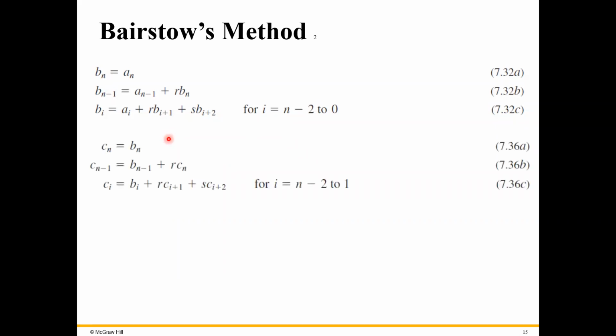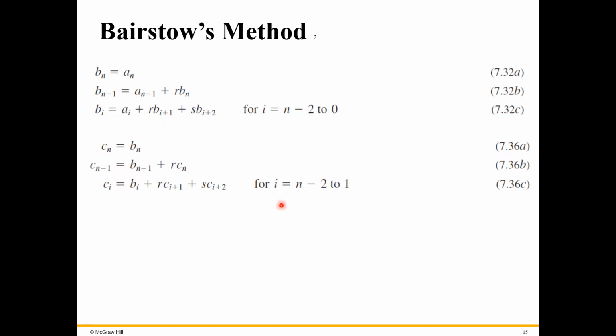In addition, we need to find these coefficients c as well. Their formulation is on the same pattern as b. Just as bn is equal to an, cn will be equal to bn. So the coefficients of c will depend on the values of b, whereas the coefficients of b depend on the values of a. From a we calculate b, and then from b we calculate c.